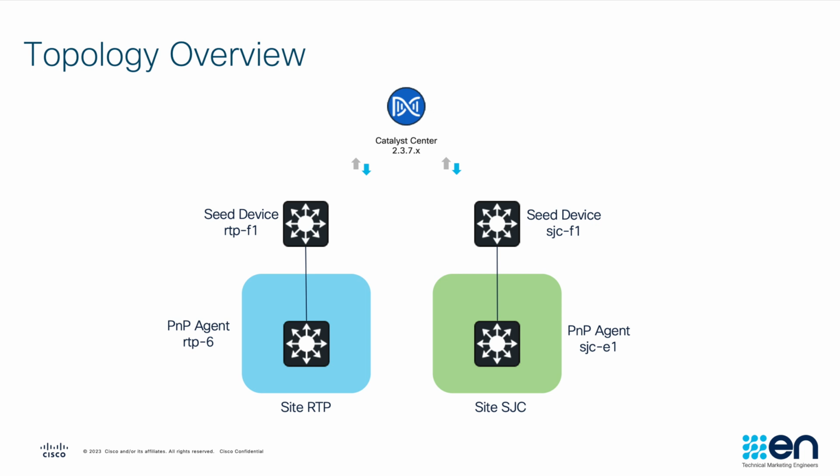Here in the topology, I have two sites as part of the same cluster for which we are going to initiate LAN automation simultaneously. I have a seed device which basically helps onboard new switches downstream and a PNP agent, which is nothing but a factory default device.